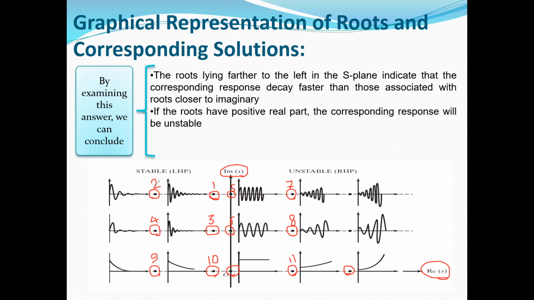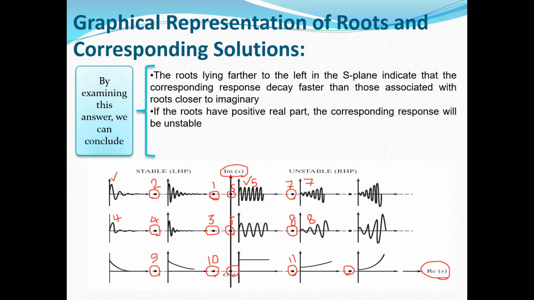For example, for this root, this is the response behavior. For point 4, this one is the behavior. Or for example, for point 5, this one is the behavior for a root in position 5. This one is the behavior of the response when the root is located at position 7. And this is the response behavior when the root is at point 8.